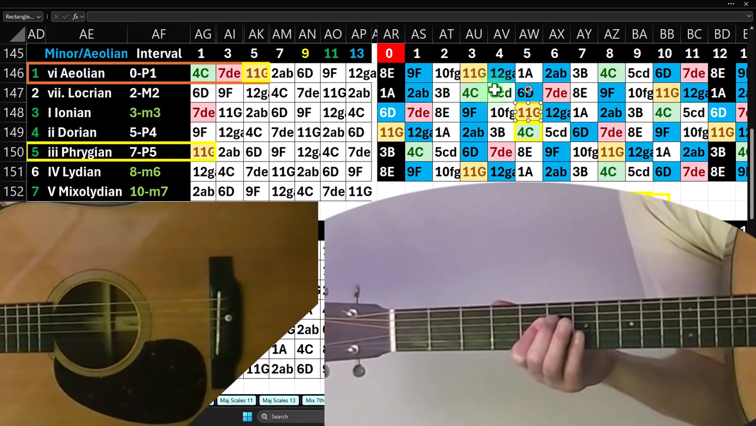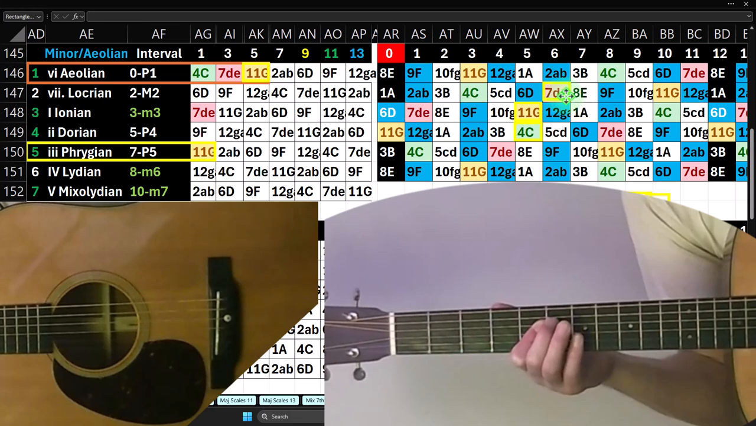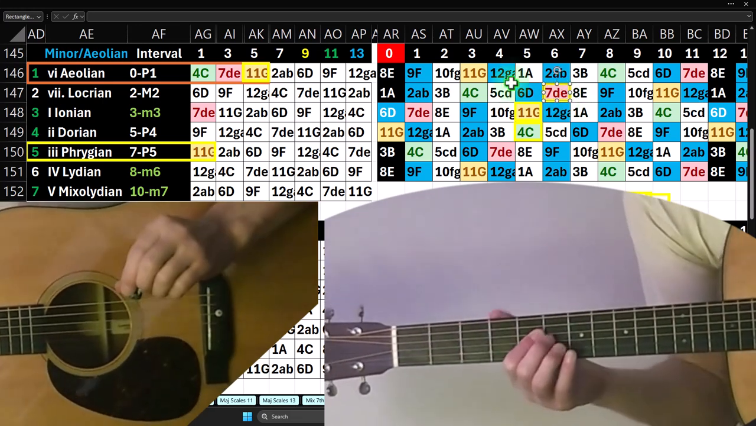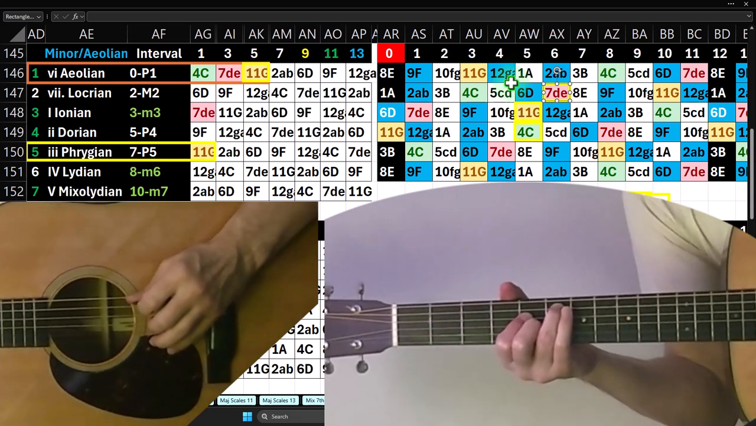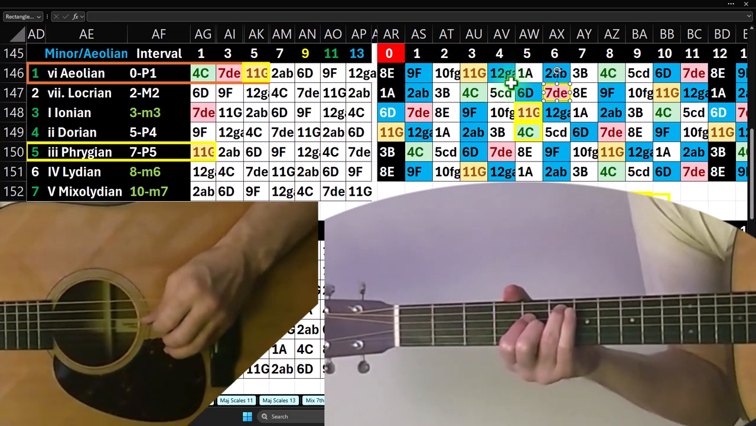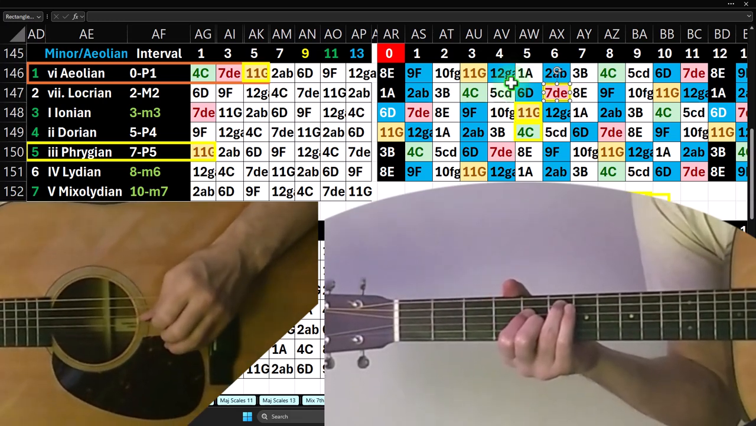Okay, and so what can I do with that? I can add a third right here. So now we've got an inverted C minor. So there's the three, five, one.